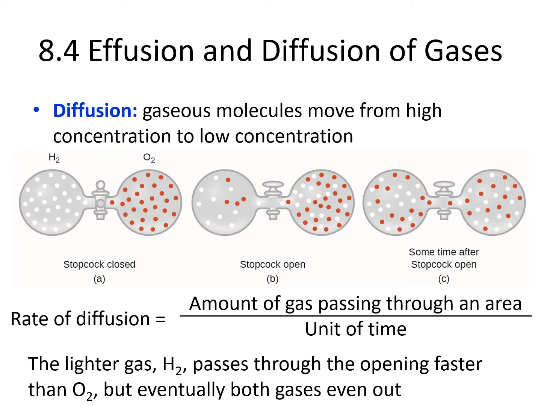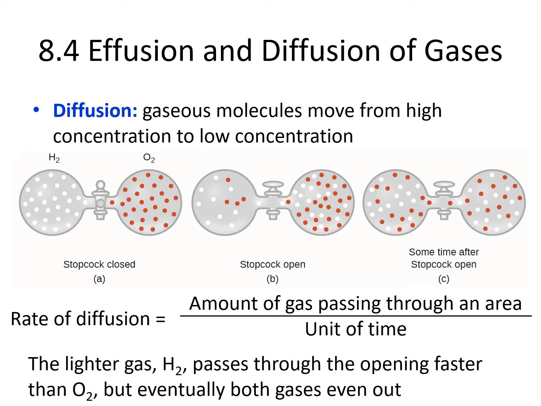The random motion of the molecules is going to cause them to move, and they're going to start moving into each other's territory, if you will. Eventually, they're going to end up with equal concentrations on both sides of the container. So there will be an equal amount of the hydrogen on each side, and there will be an equal amount of the oxygen on each side.